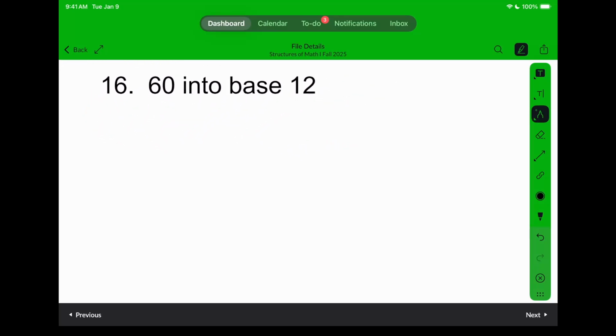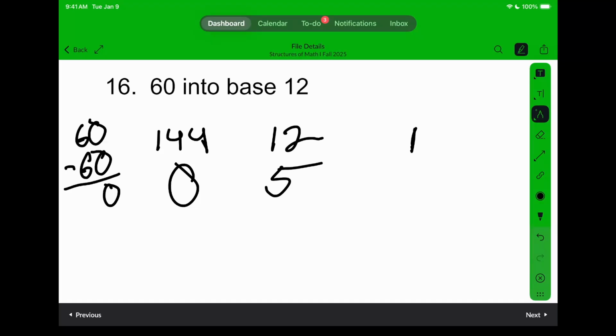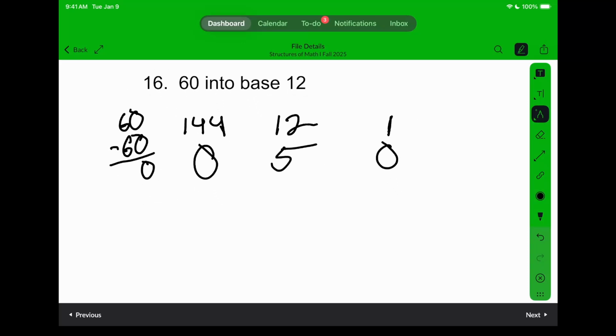And here is 60 into base 12. We're going to have our unit, our long, and our flat, which is 12 times 12, which is 144, which is too large. 12 can go into 60 very evenly, 5 times, because 12 times 5 is 60. So you need 0 units. So your 60 into base 12 is 50, base 12.